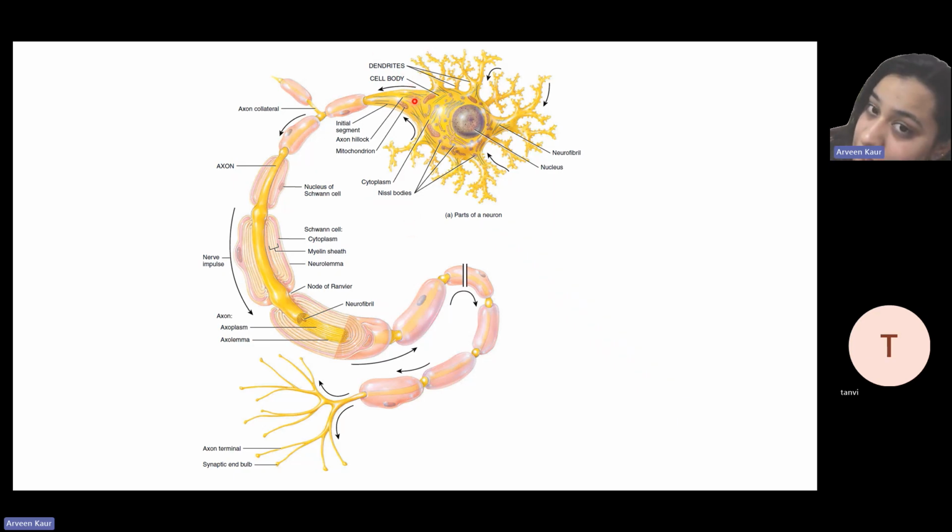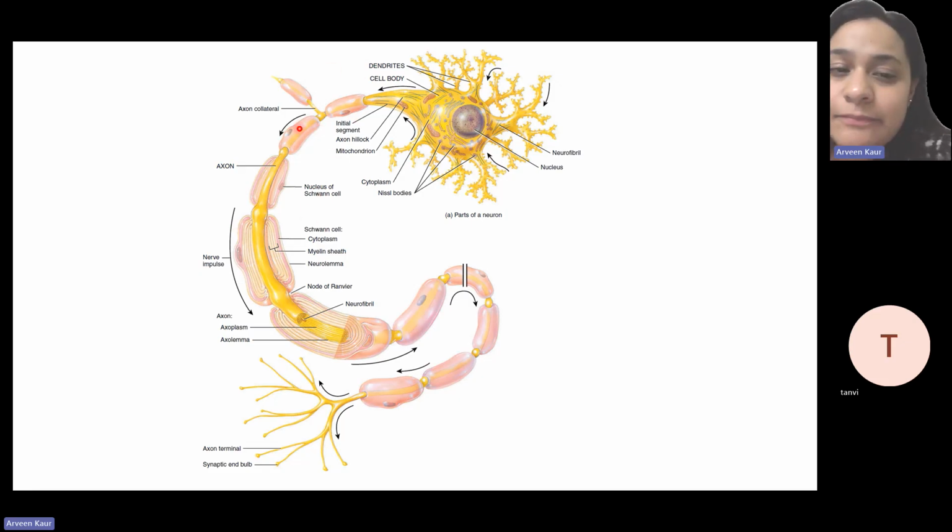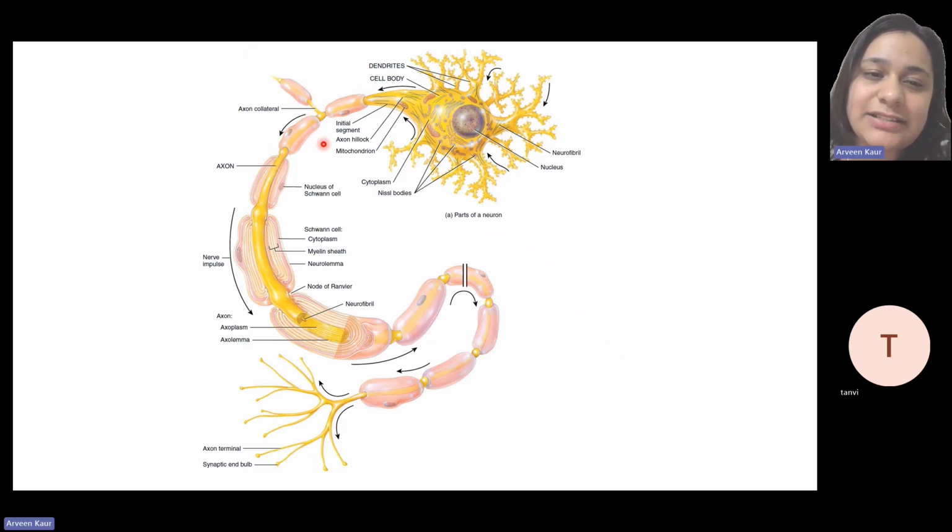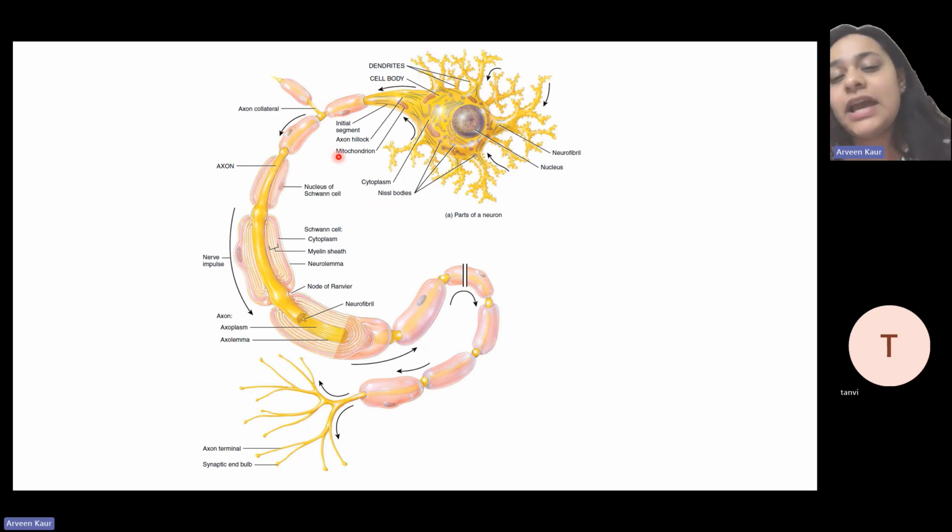Then this cell body also has another kind of extension which is known as the axon. This is the axon, right? There are some parts over here that we have not discussed as yet, like this sheath that is covering it, this pink colored sheath, which is basically the myelin sheath. We know that this axon has an axon hillock, right? This hillock is the place where the cell body comes together, forming a cone-like structure, and finally forms the axon, right?